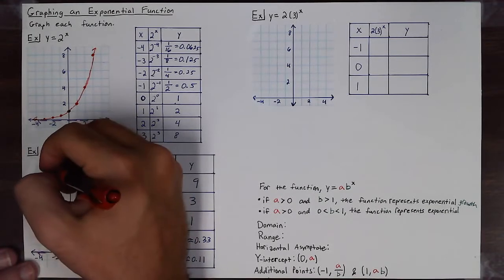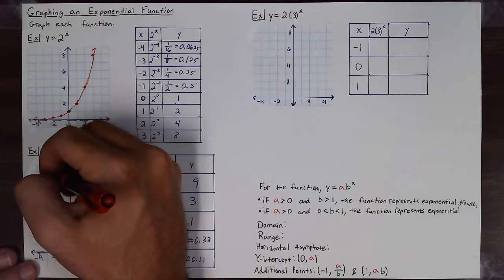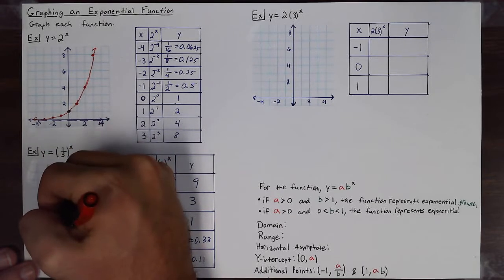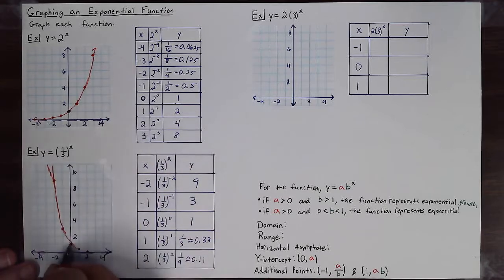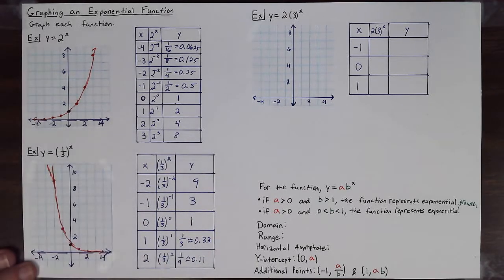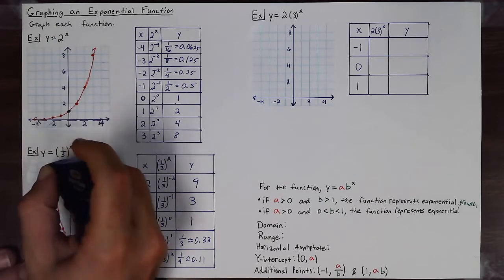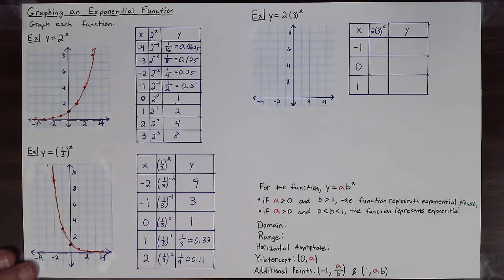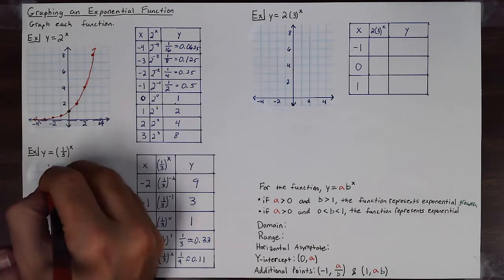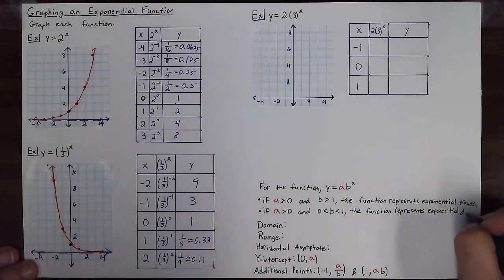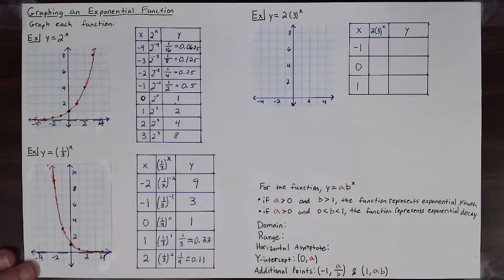And this time when I graph it, it's not going to go up to the right. It's actually going to flatten out to the right. Oop. I'll fix that in just a second. This situation is known as exponential decay, because now it's going down and flattening out to the right. So this is referred to as exponential decay, whenever b is between 0 and 1.